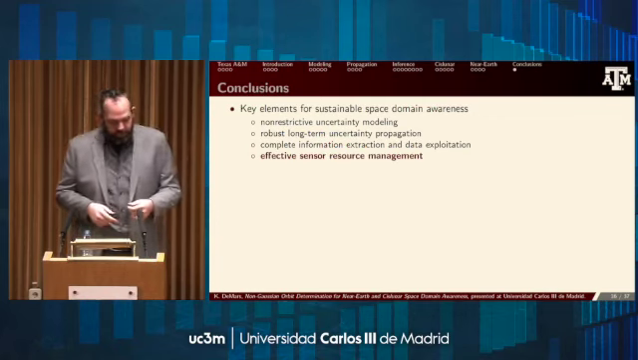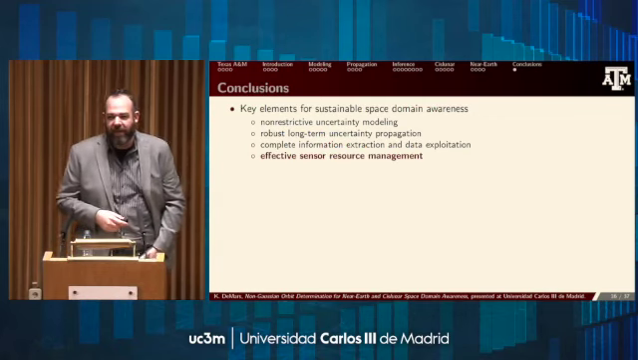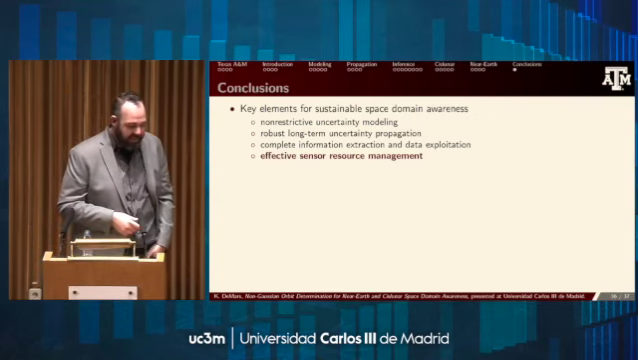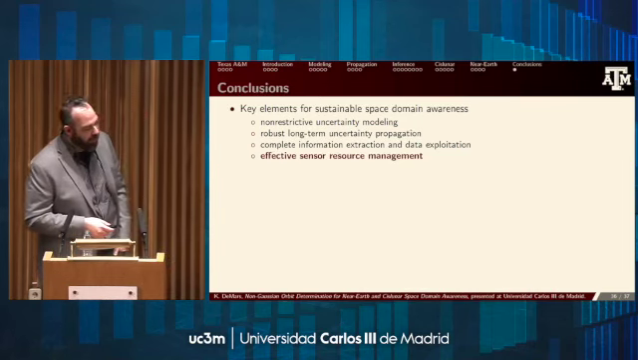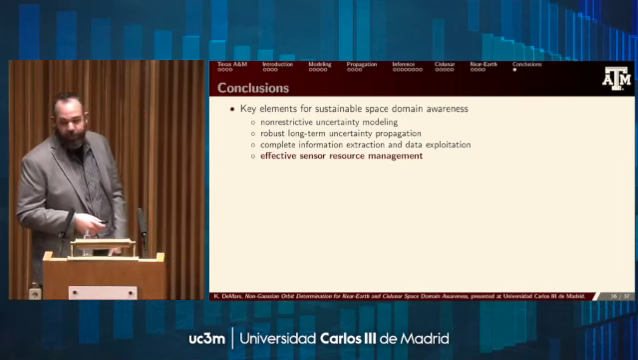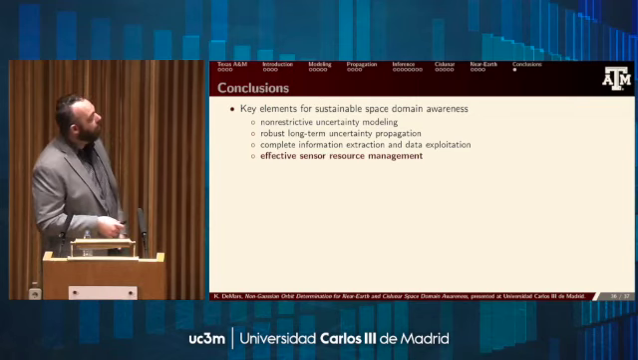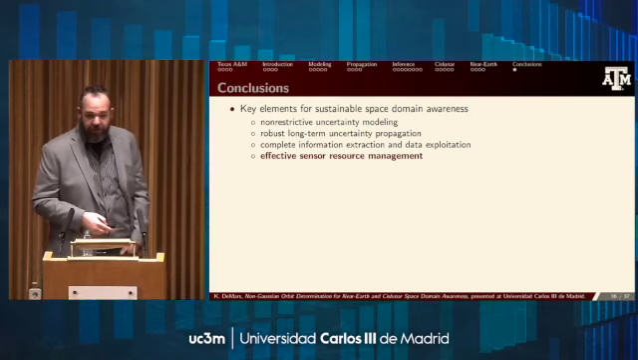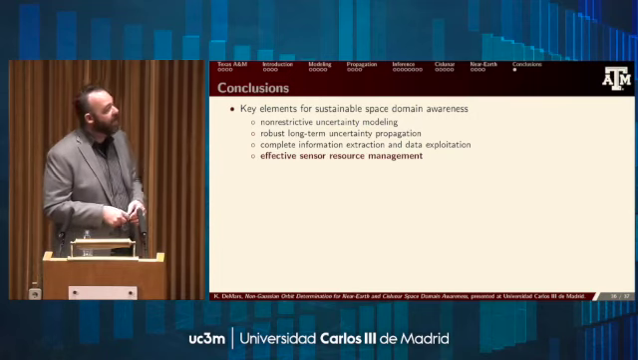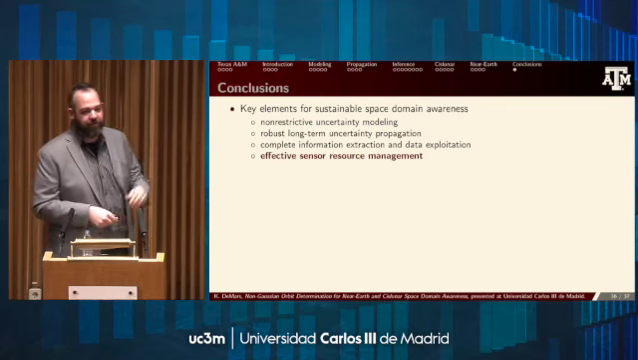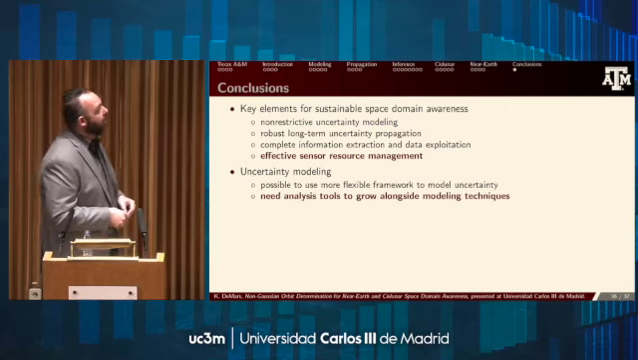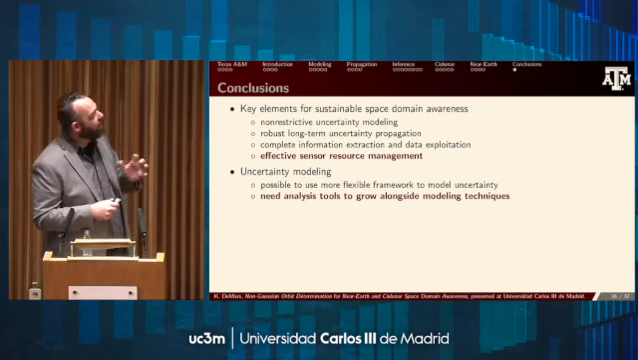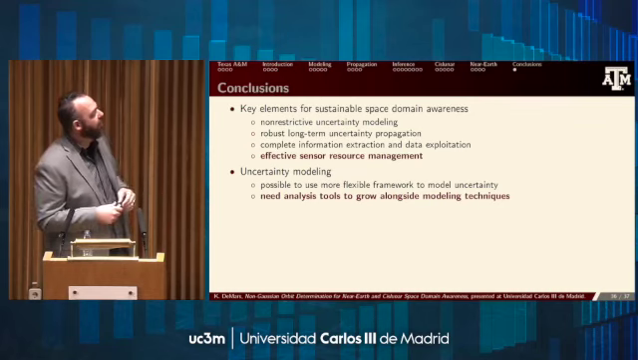All right, so a few conclusions here. What we've talked about today: models for non-restrictive uncertainty representations, getting into uncertainty propagation for long-term propagation, and then doing complete information extraction and data exploitation. What we didn't talk about, which is also interesting, is effective sensor resource management. So if you've got these better representations, how do you use those to task your sensors to go get very informative data? From the uncertainty modeling perspective, it's possible to use existing frameworks, but where the state-of-the-art is lacking right now is in analysis tools.